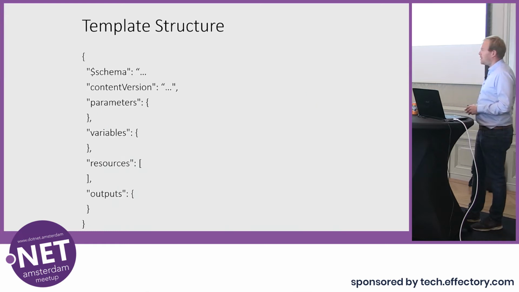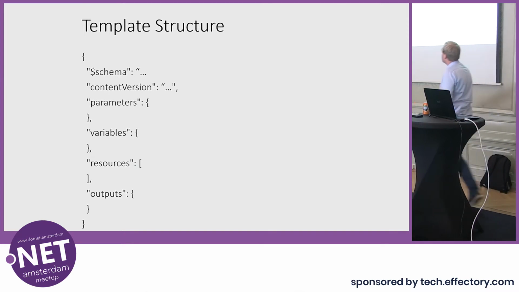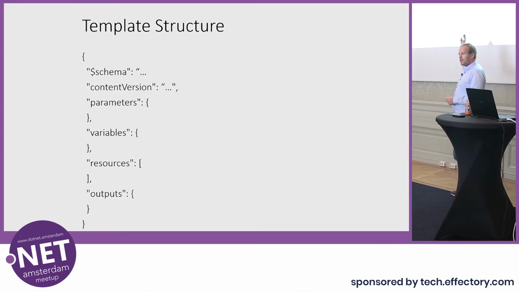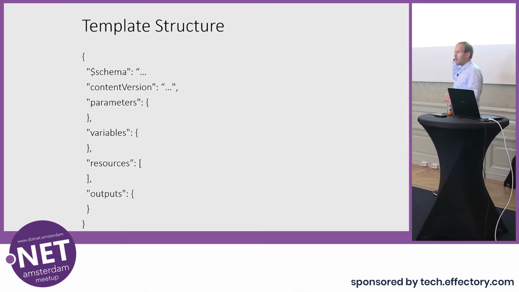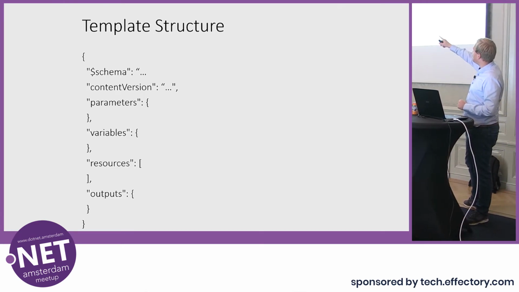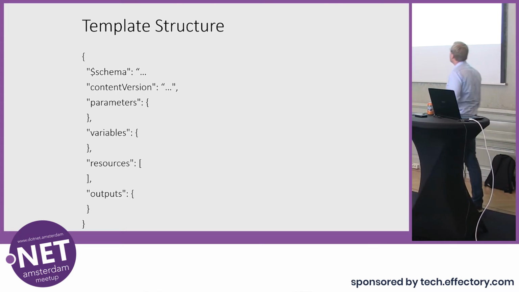So templates are specified in JSON, and they have the following structure. First of all, you're going to specify a schema. This is a really long URL that you're going to copy from another already working ARM template. It's the best way about it. Then you can specify content version. This is just for you. Almost all the world leaves it at 1.0.0.0.